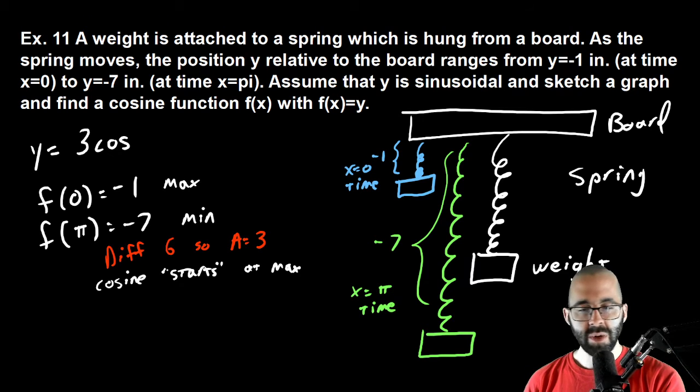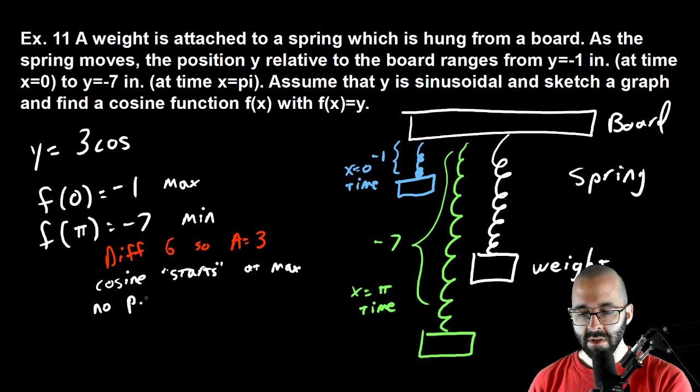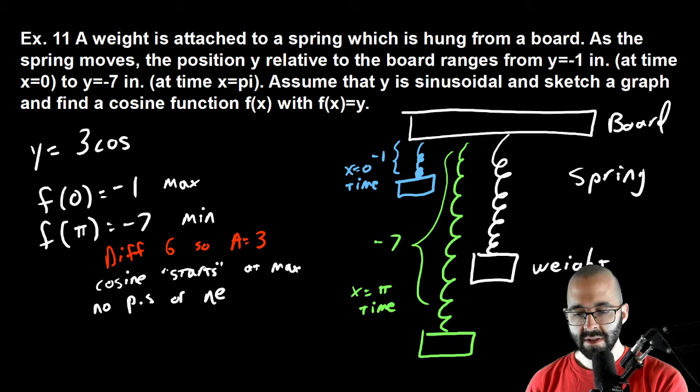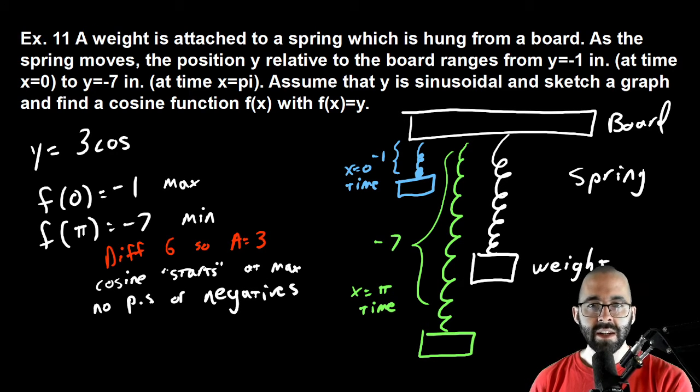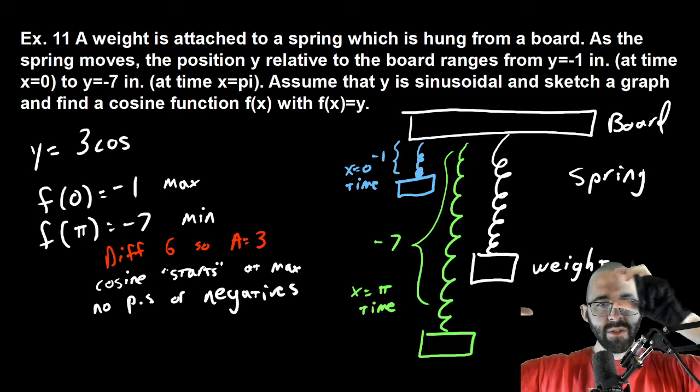So if we start at the bottom, we'd have to include a negative to compensate. But cosine starts at the top, and we're starting at the top here. That's great. So no phase shift or negatives. That's nice to know. Because if it didn't start where we wanted it to start, we'd have to either flip it upside down with a negative, or move it side to side with a phase shift.